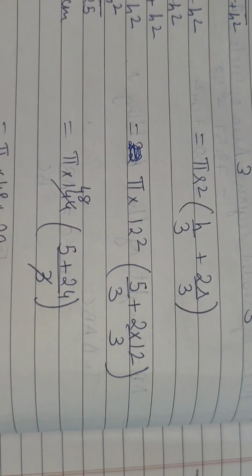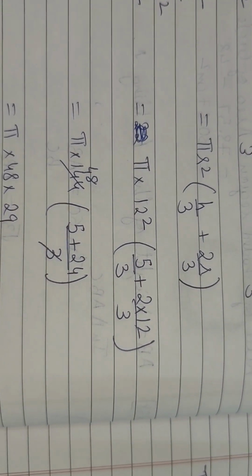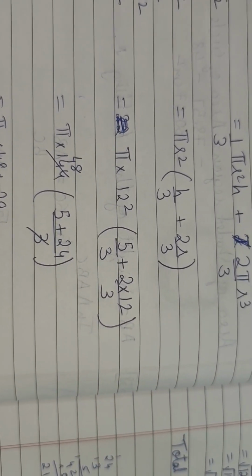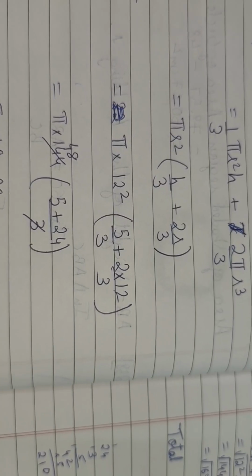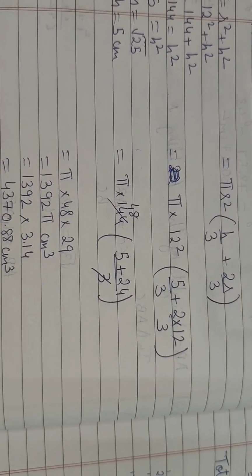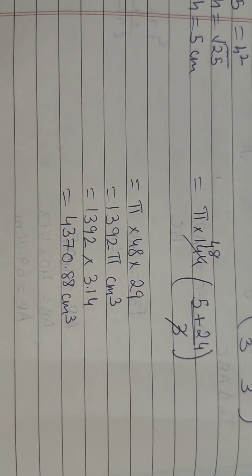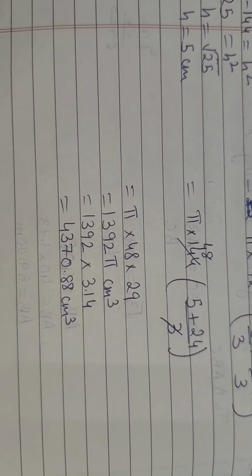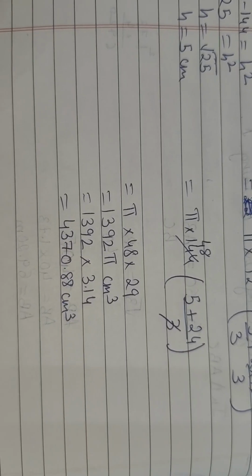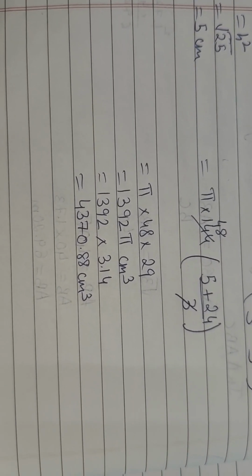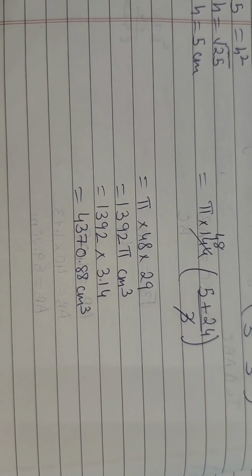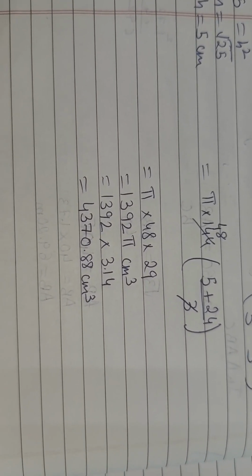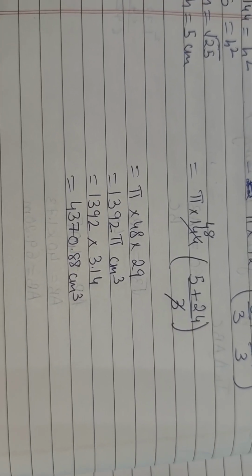Then I have substituted the values. Pi I kept as it is. So multiply by 12 square, bracket 5 upon 3 plus 2 multiply by 12 upon 3. After solving, final answer I will get as 1392 pi centimeter cube. Then I substituted the value of pi. I have taken 3.14. So final answer will be 4370.88 centimeter cube.